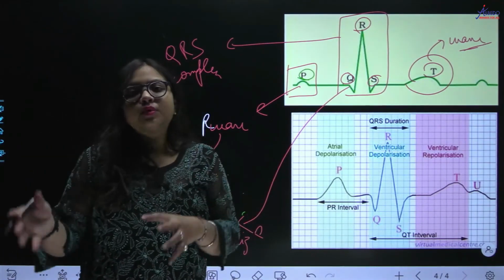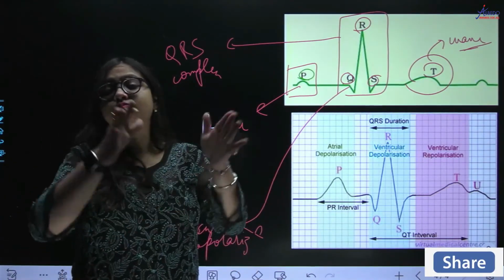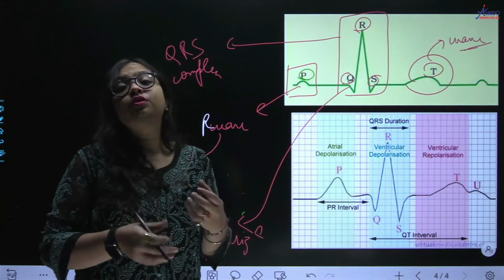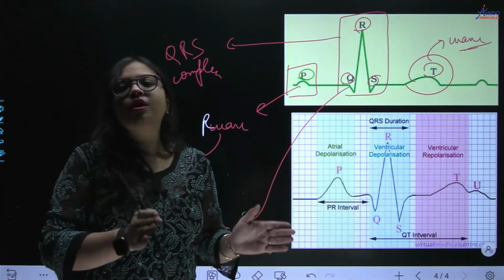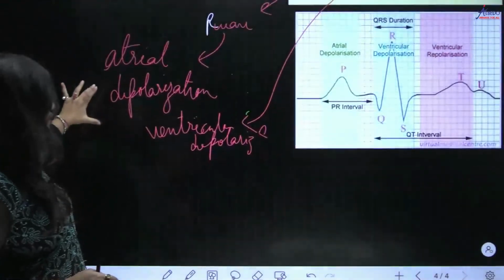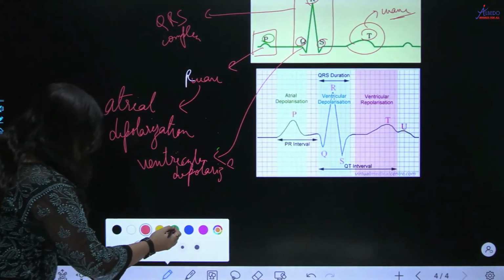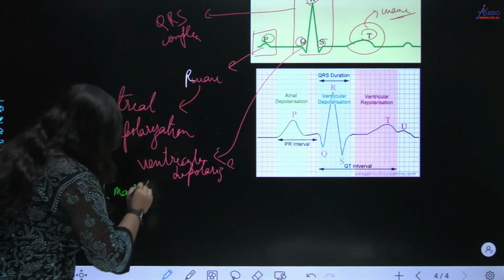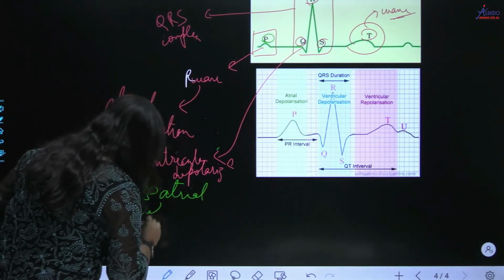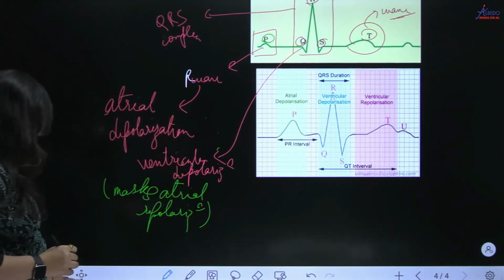What do you mean by repolarization? That means relaxation, but this atrial repolarization is masked by this ventricular depolarization, and that is why we do not get a separate wave for atrial repolarization. Okay, so this corresponds to your ventricular depolarization, and which masks atrial repolarization. Okay, it masks atrial repolarization.